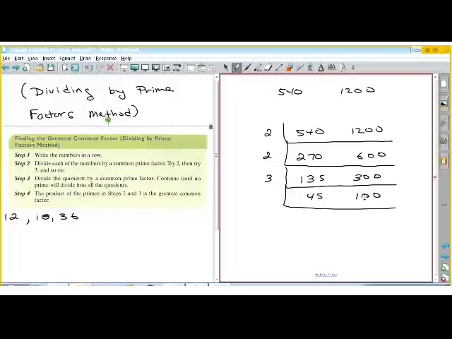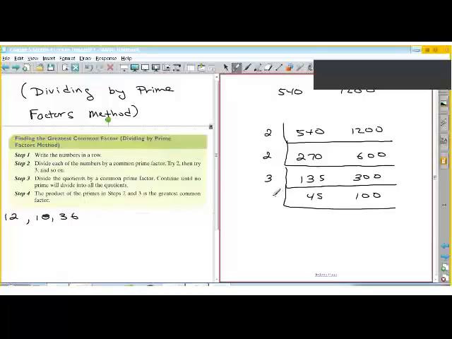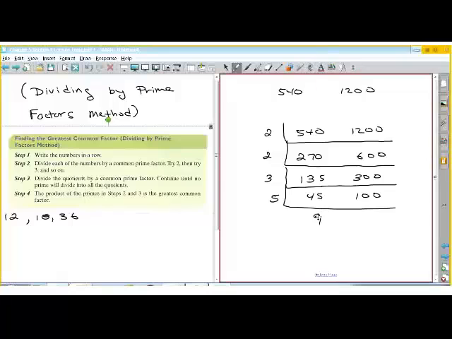Okay, and then you ask, can I divide that by 3 again? Well, this one I could, but this one I can't. Because these add up to 9, which is divisible by 3, but this adds up to 1, which is not divisible by 3. So then you go to the next prime number, which is 5. And can I divide these both by 5? And the answer is yes, because they end in 5 or 0. So I'm going to do that. So 45 divided by 5 is 9, and 100 divided by 5 is 20.